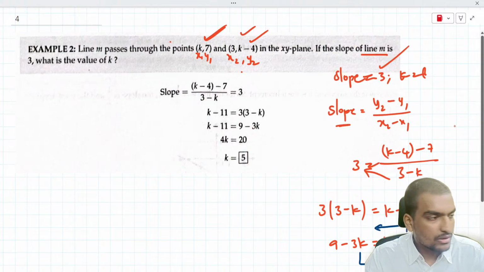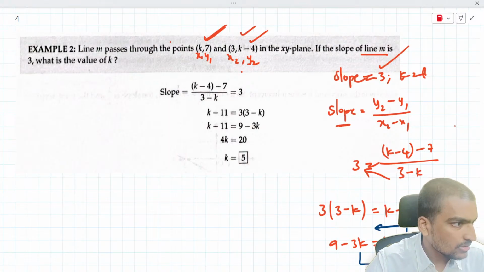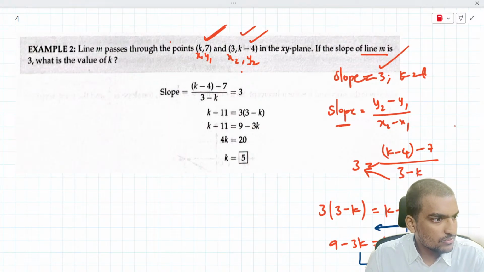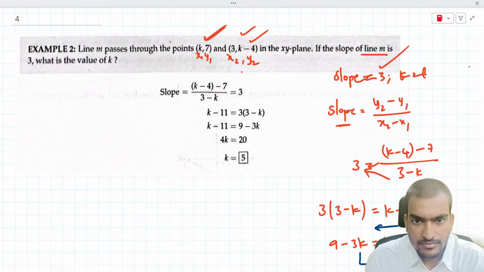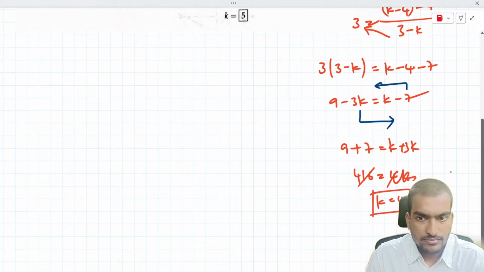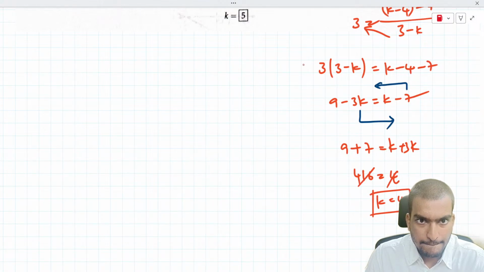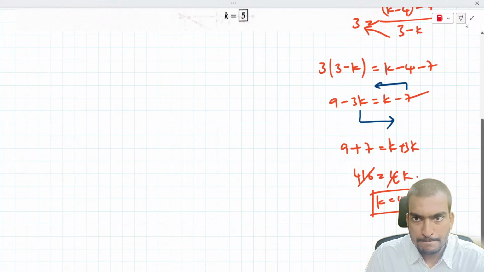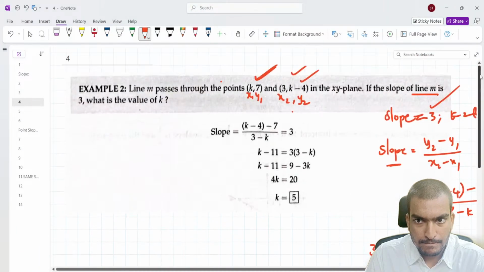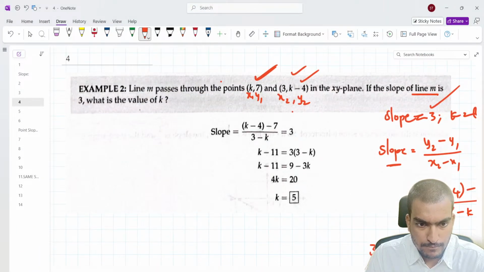Hope this is clear. Let me know if this is clear. There is no sound from you for a long time. Just type clear if this is clear. Yes, you are there.